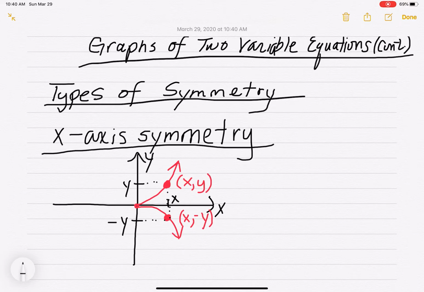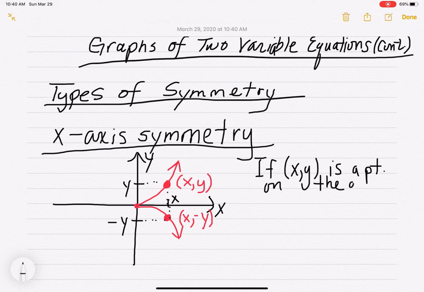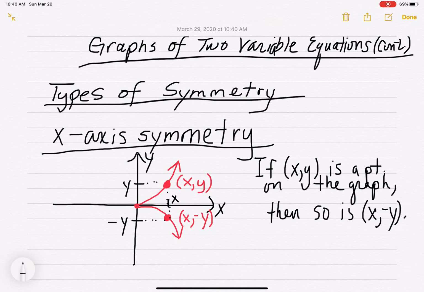So the idea behind x-axis symmetry is if (x, y) is a point on the graph, then so is (x, negative y). Very important here. We want to hold that fact. We don't want to lose that fact. So if (x, y) is there, (x, negative y) is there. That's for x-axis symmetry. Very important.